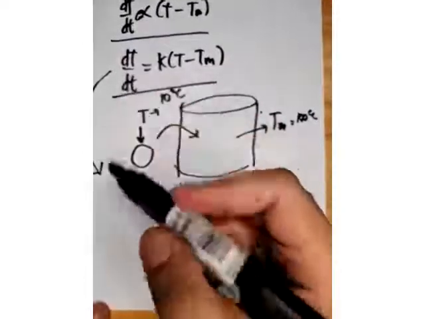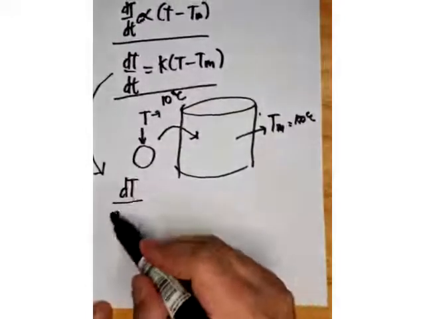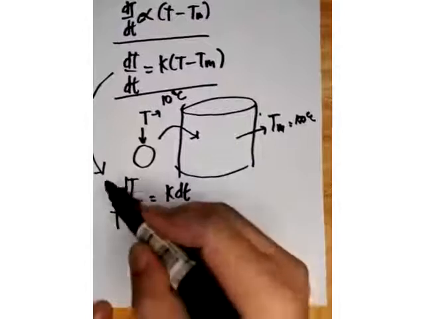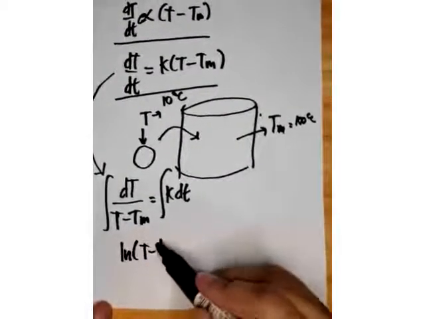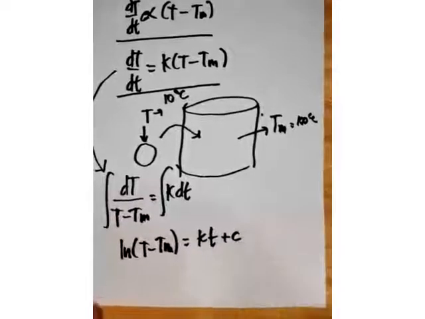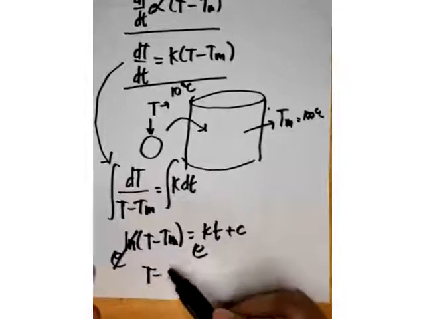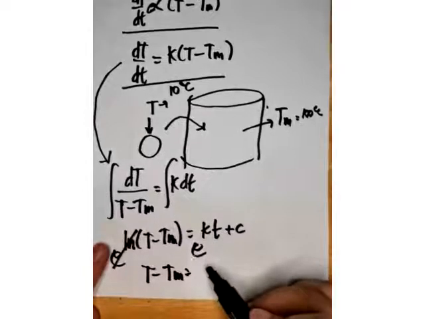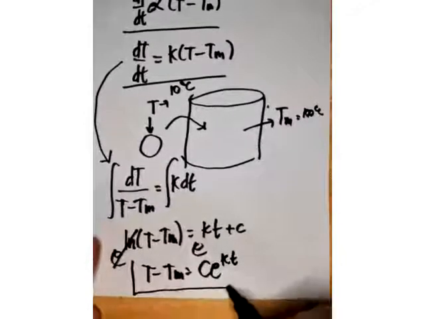it's a separable equation, so ganito lang din naman yan. So let's cross multiply. So dT over (T minus Tm) is equal to k dt. And then we integrate both sides. So therefore, this is ln of (T minus Tm) is equal to kt plus c. Then we apply exponential. Ayan, so cancel natin. So T minus Tm is equal to C e raised to kt. So shortcut ko na lang.